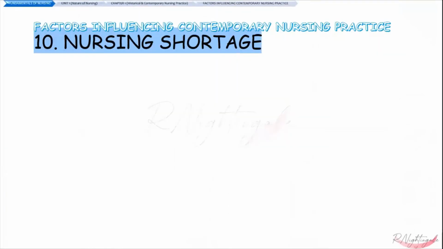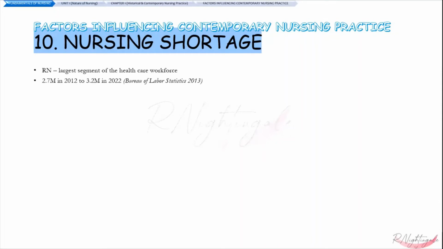Now we go to the nursing shortage as another factor that influences contemporary nursing practice. Okay, registered nurses are the largest segment of the healthcare workforce. According to the Bureau of Labor Statistics in 2013, the number of employed RNs will grow from 2.7 million in 2012 to 3.2 million in 2022. This number increases by an additional 1.2 million when including replacements for nurses who leave or retire from the profession.